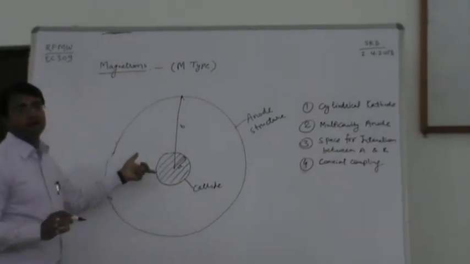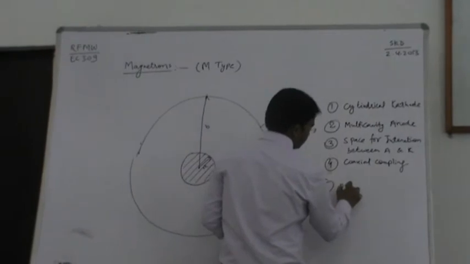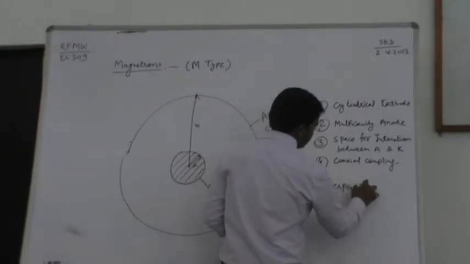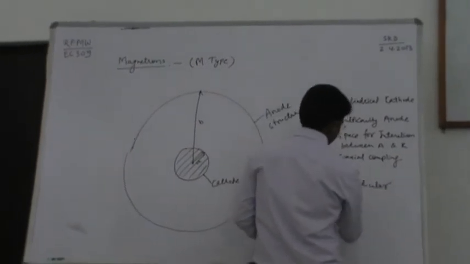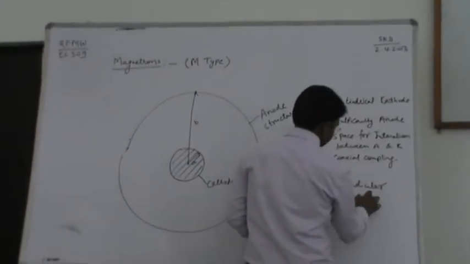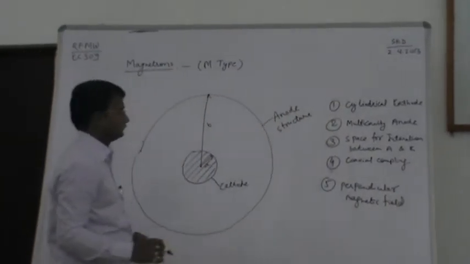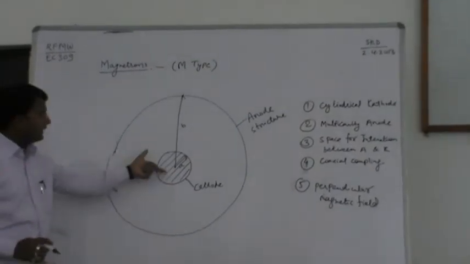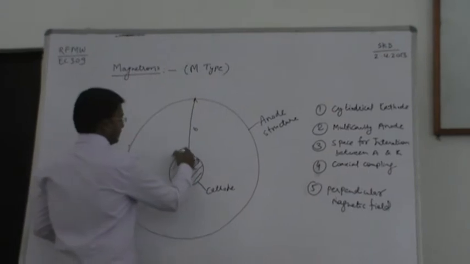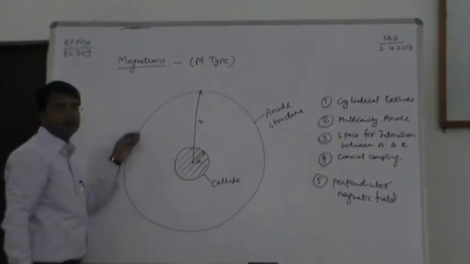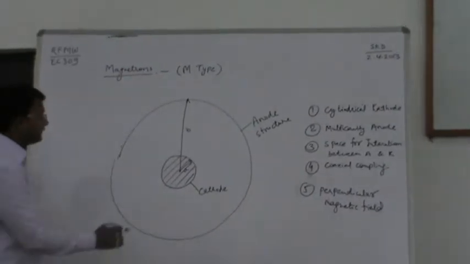Because of the electric field, there is also a perpendicular magnetic field. So there is a radial electric field between anode and cathode, and there is a perpendicular magnetic field. If you see the structure, at that time we will see the perpendicular magnetic field is there. What will happen to the electron?